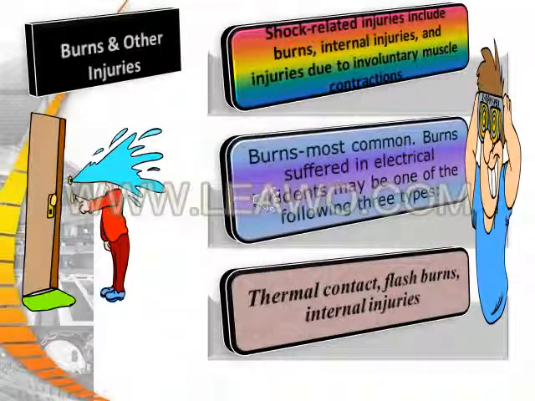Shock-related injuries include burns, internal injuries, and injuries due to involuntary muscle contraction. Burns are the most common, of course. Thermal contact, flash burns, and internal injuries are the three types.